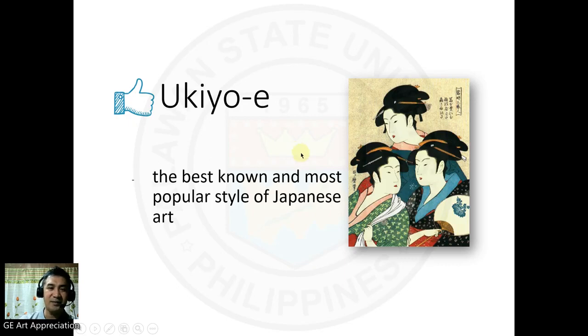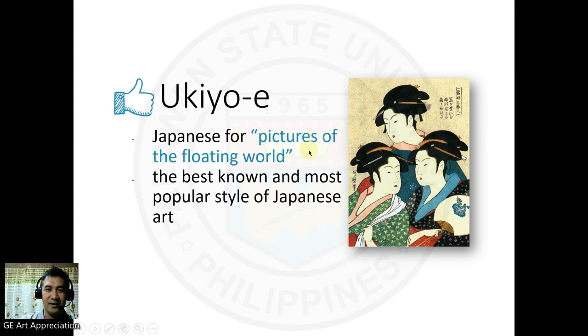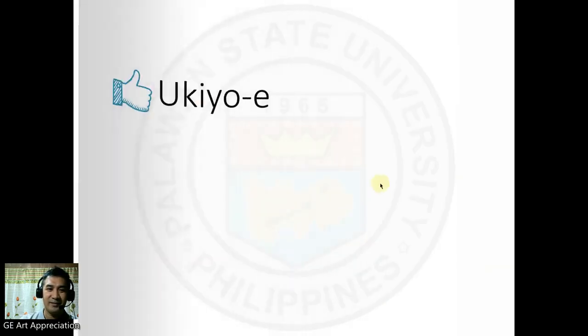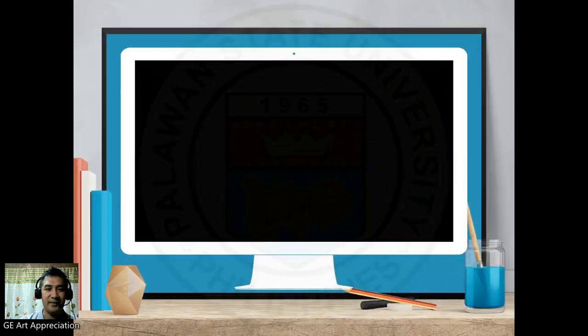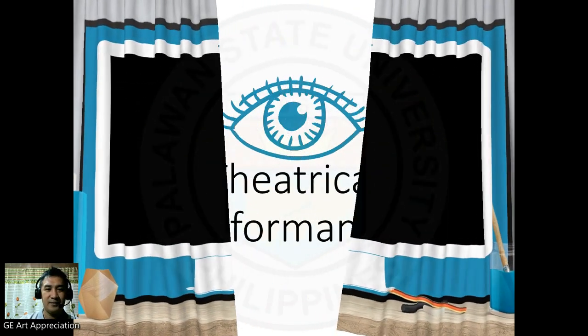Ukiyo-e. This is the best known and most popular style of Japanese art. Japanese for pictures of the floating world. Okay, ukiyo-e is a picture of the floating world. It is related to the style of woodblock painting or woodblock print making that shows scenes of harmony and carefree everyday living.